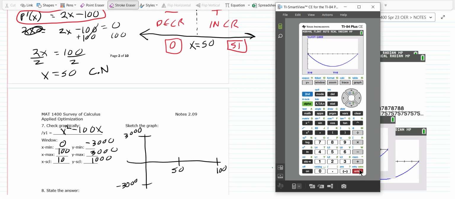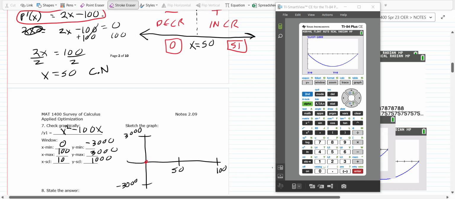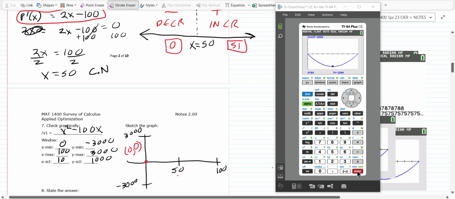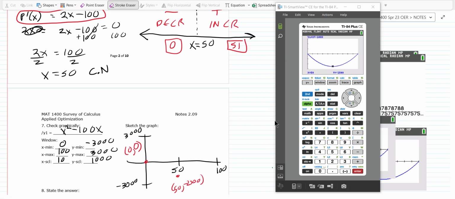If I trace at 0, I get the point 0, 0. If I trace at 50, which is where our minimum is, first of all, you can tell that's a minimum by looking, and that is the point 50, negative 2,500. And then you've got this other point you can tell pretty well by looking: the point 100, 0, and then you can sketch in the graph like that.